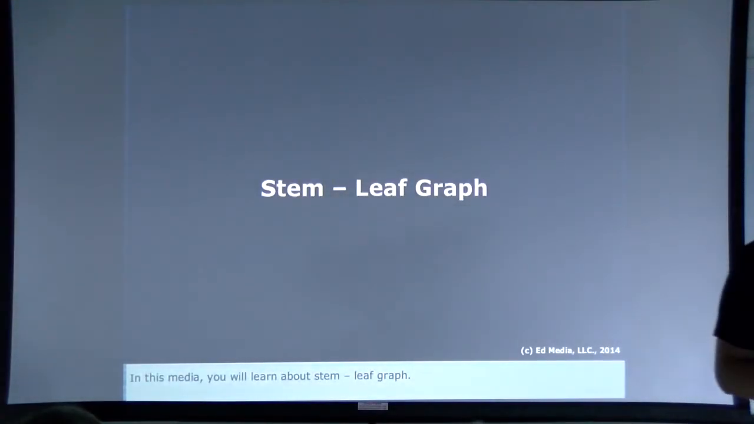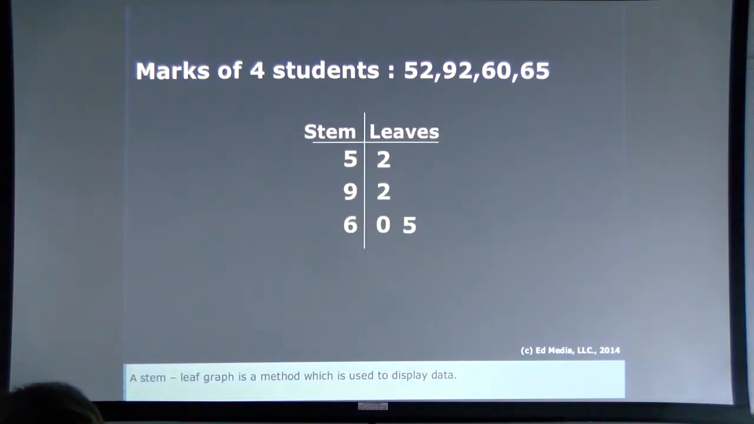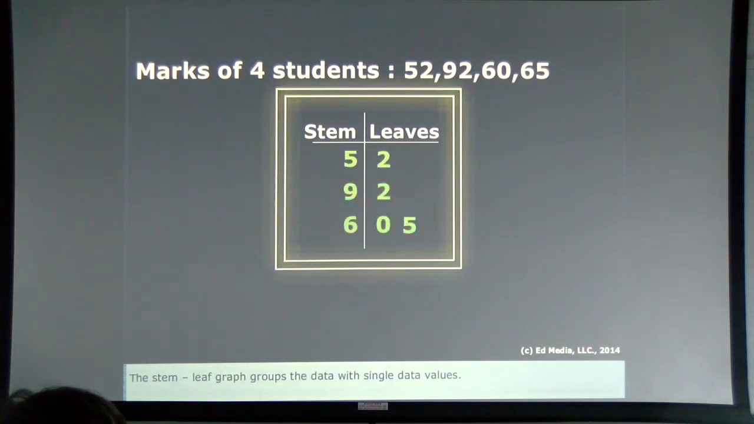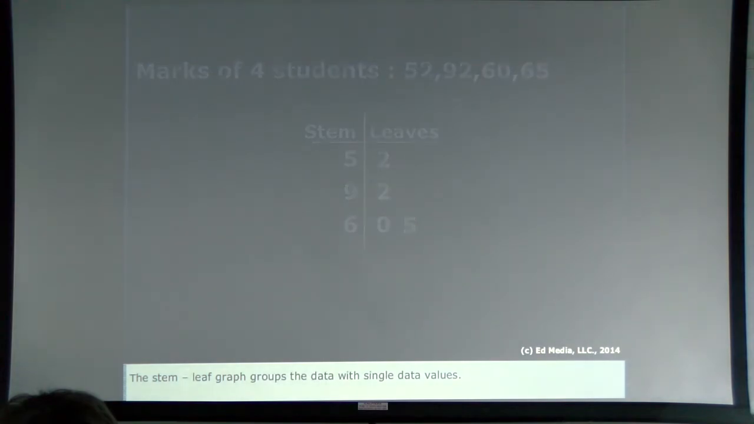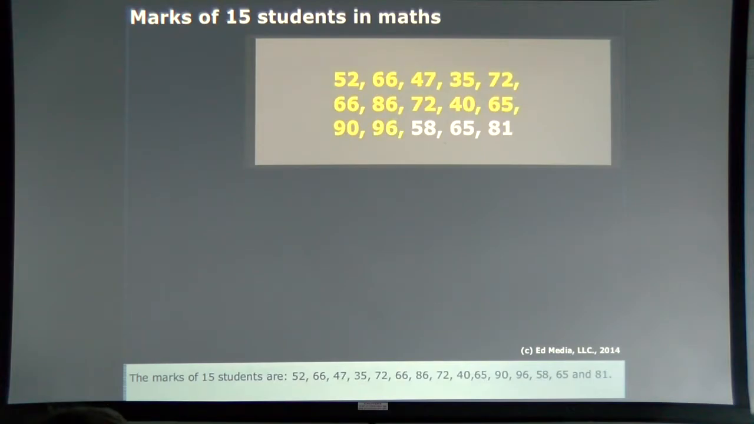So, let's take a look at this. Next video, we're going to learn about stem and leaf graphs. A stem and leaf graph is a method which is used to display data. The stem and leaf graph groups the data with single data values. A group of 15 students were asked to record the marks they scored in mathematics. The marks of 15 students are 52, 66, 47, 35, 72, 66, 86, 72, 40, 65, 90, 96, 58, 65, and 81.